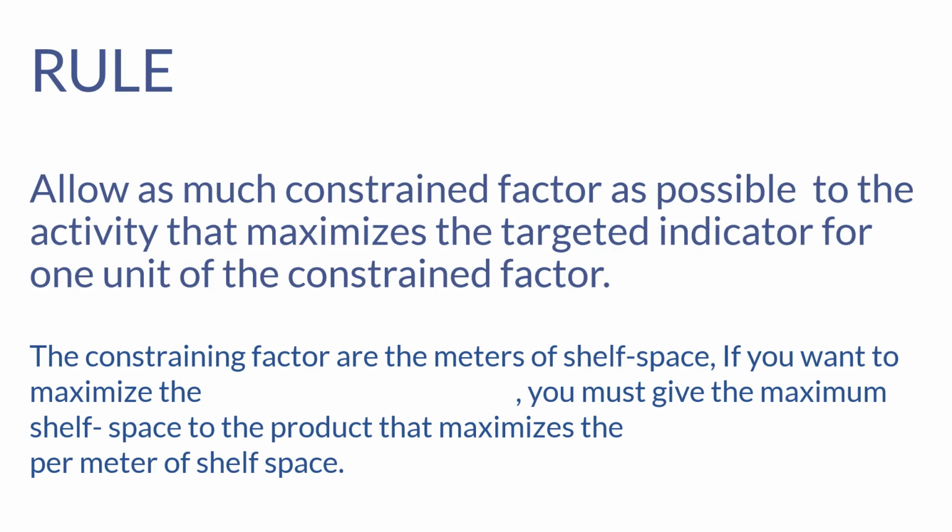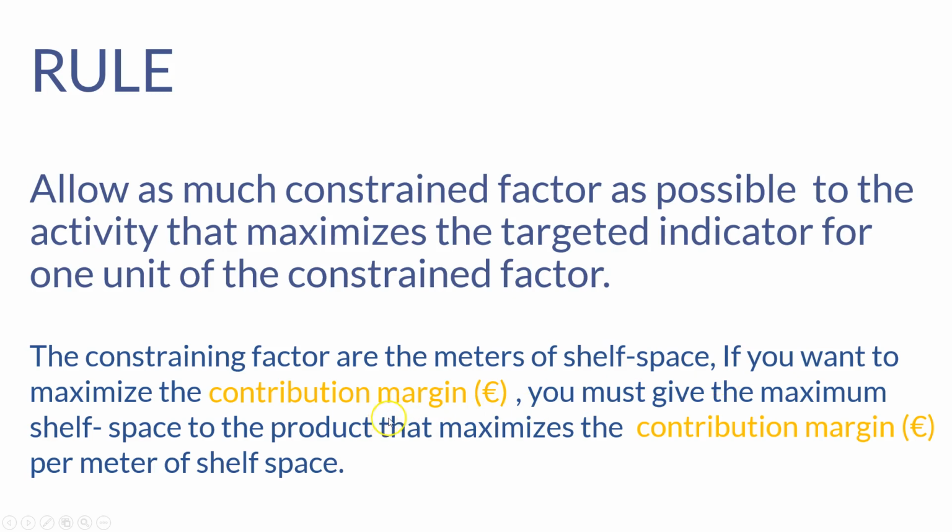Let's take an example. So our constraining factor is the meters of shelf space. If we want to maximize the contribution margin in euros, we must give the maximum shelf space to the drink that maximizes the contribution margin in euros for 1 meter of shelf space. If, on the contrary, we want to maximize sales, we must give the maximum shelf space to the product that maximizes the sales for 1 meter of shelf space.